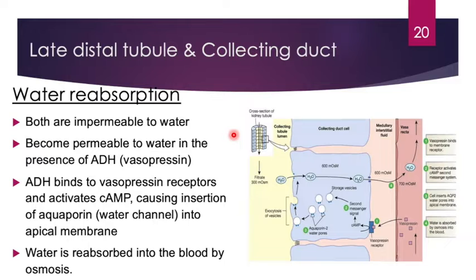With regards to water reabsorption of these two tubules, both the late distal tubule and collecting duct are not permeable to water. However, in the presence of ADH or vasopressin, the permeability of these two tubules to water will increase. ADH, vasopressin, binds to the vasopressin receptor and activates cAMP, and this will cause insertion of aquaporin or water channels into the apical membrane. So this will allow water to be reabsorbed into the blood via osmosis.